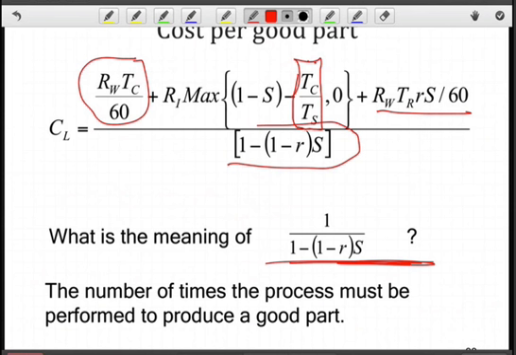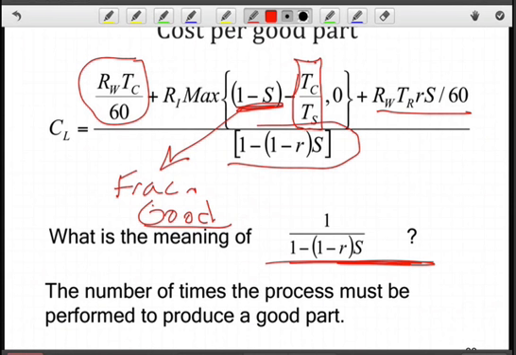Well, let's take a look at what we've got now, because now it's a little simpler. We've got 1 minus S here. What does that represent? That represents the fraction of parts that are good after going through the process. And of course, since this is a fraction, it's between 0 and 1. And then we look at T sub C over T sub S. Now, does that make sense?